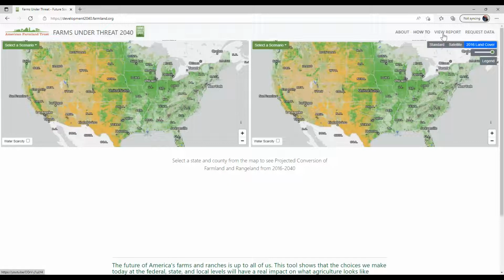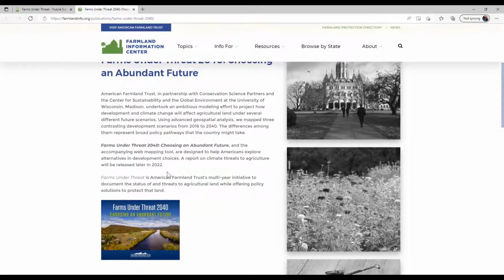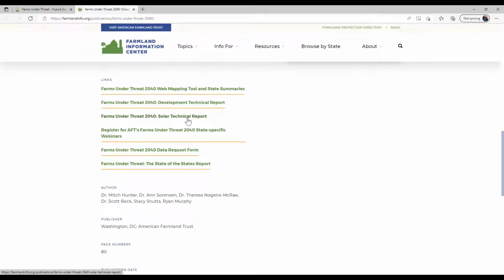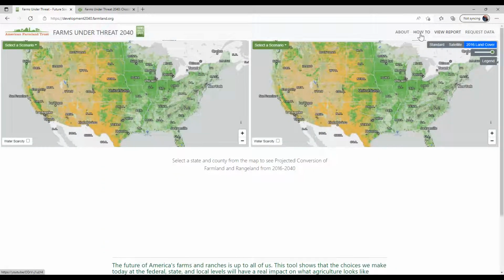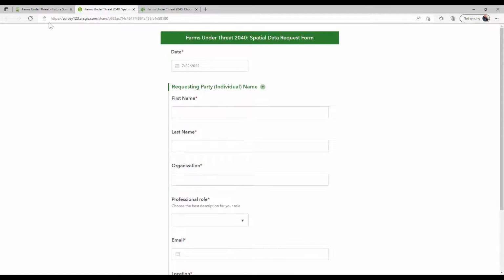Let's focus on the upper right-hand corner for a minute. Next to the How-To tab, you see a View Report tab. That takes you to our Farmland Information Center, where you can find the full report, the executive summary, and a host of other information, including that solar technical report and other past reports under Farms Under Threat. You'll also see a How-To tab. That takes you to a 5-minute video that explains how to use the various data layers in the scenarios. And speaking of the data layers, we are making those data layers available to anybody who wants them. If you would like them, there is a Request Data tab on the right-hand side where you can learn more about what is available and how to make a request.